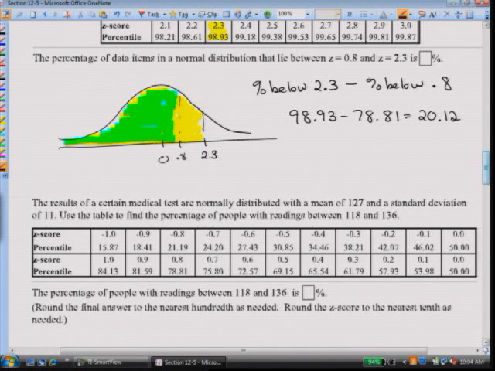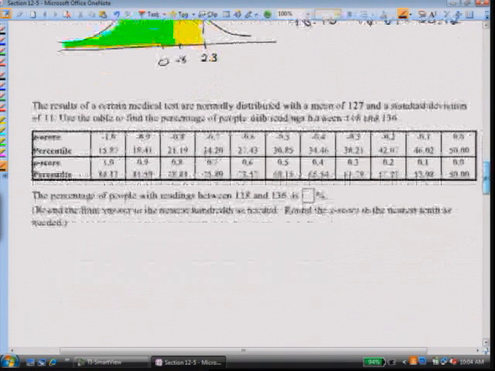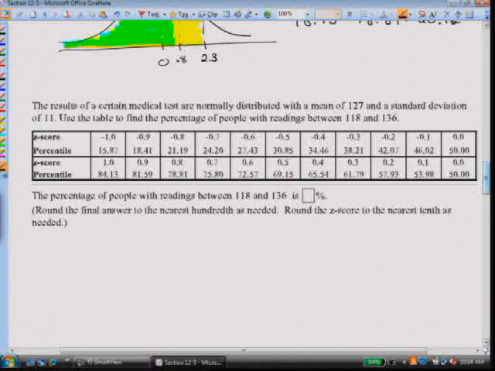Okay? All right, now let's look at an application problem. It says, the results of a certain medical test are normally distributed with a mean of 127 and a standard deviation of 11. Use the table to find the percentage of people with readings between 118 and 136. Okay, now the trick here is that if you're going to use the table, you have to get the 118 and the 136 into z-scores. And then you can use the table, because the table deals with z-scores.